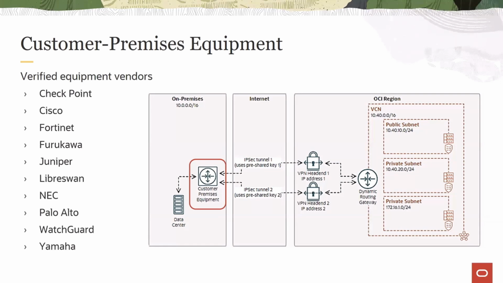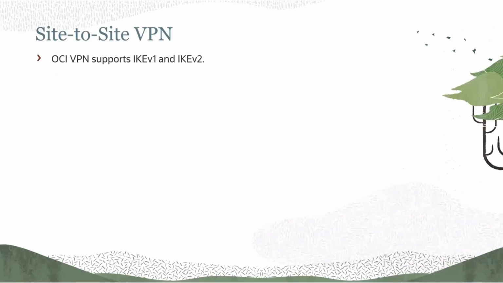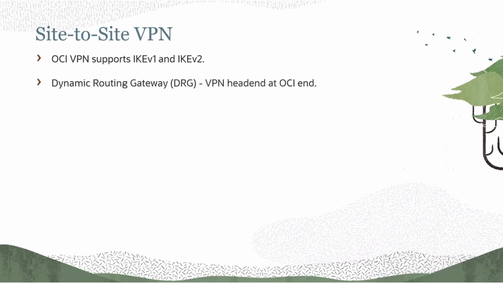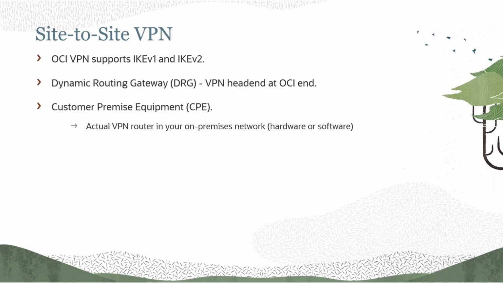On the Oracle side, you see the dynamic routing gateway attached to a VCN. Now here, you should note that a single customer premises equipment object, public IP, can have up to 8 IPsec connections. So as I already discussed, OCI site-to-site VPN connection supports both Internet Key Exchange version 1 and version 2. On the OCI side, there is a dynamic routing gateway, which is attached to the VCN. So think of it like a VPN head end at the OCI end. And then there is customer premises equipment on the on-premises side. So that is actually your VPN router.